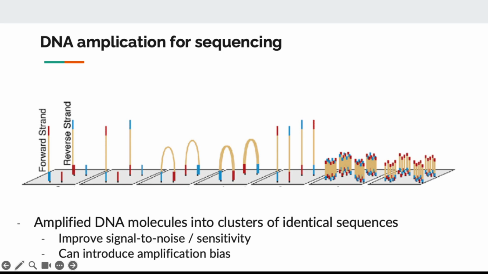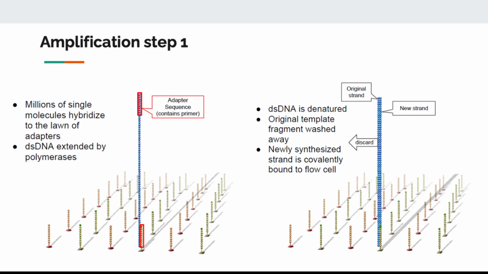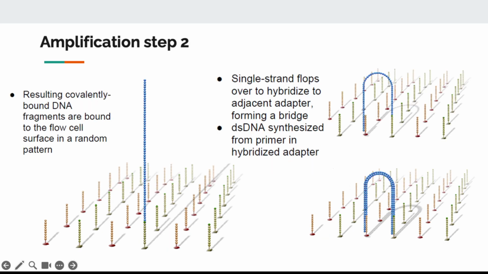So you get more confident signals, clearer signals. This is a more detailed step by step. These DNA molecules are flexible, so they can fold onto the flow cell itself and get a PCR reaction.